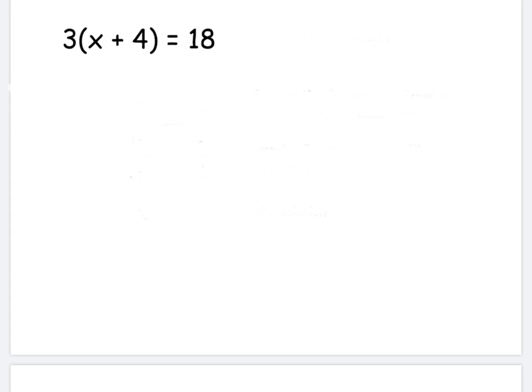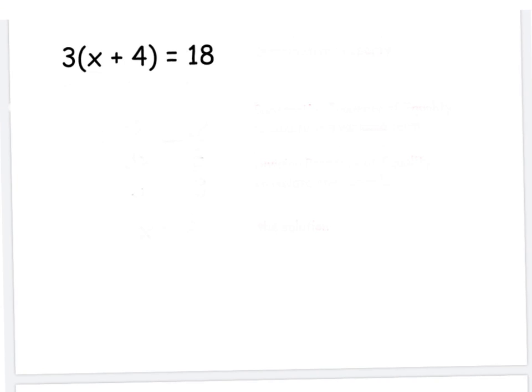As you notice on the left-hand side, we have an example of the distributive property, 3 times x plus 4. So if we have 3 times x plus 4, we have to distribute the 3 to what else is inside the parentheses before we begin to solve it. So I distribute 3 to the x and the 3 to the 4. So I would have 3 times x, which is 3x, plus, because there's a plus inside the middle, my 3 times 4, which is 12, and that's still equal to 18.